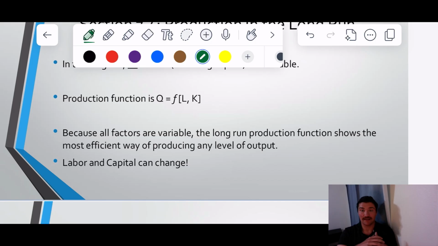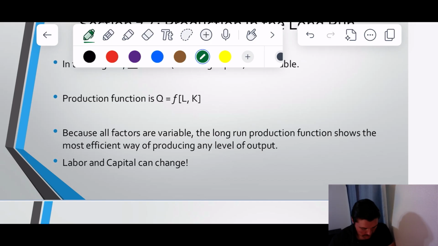Because all factors are variable, the long run production function shows us the most efficient way of producing at any level of output. 0 t-shirts, 10, 100, 1,000, 10,000 t-shirts, we can see what is the most efficient way. Remember, labor and capital can be interchangeable. Everything is variable. What I mean is we can create a story about what's going to happen as we increase output to really show what's going on.